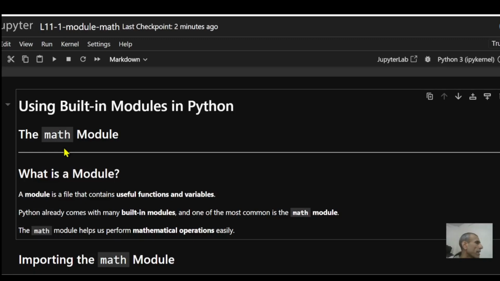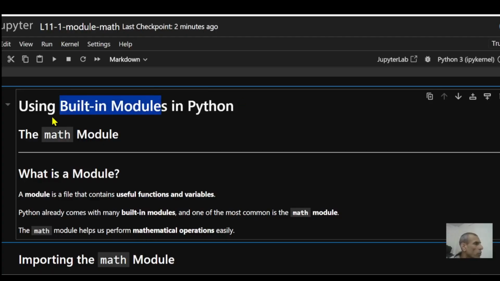Hello students, welcome back. So today I'm going to be talking about Python's built-in modules. One of the most common built-in modules is the math module.